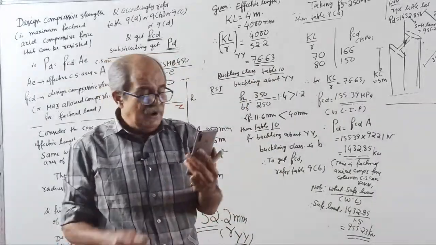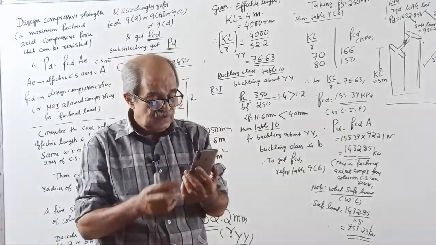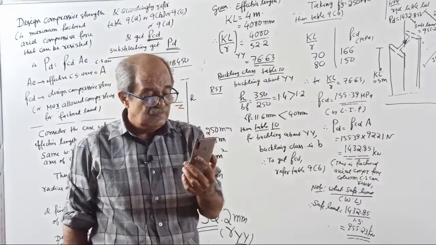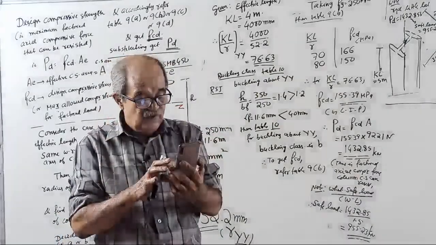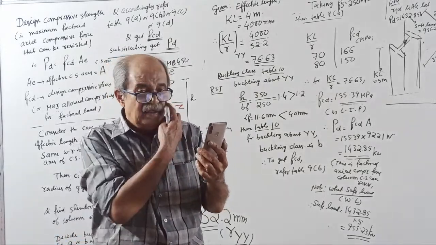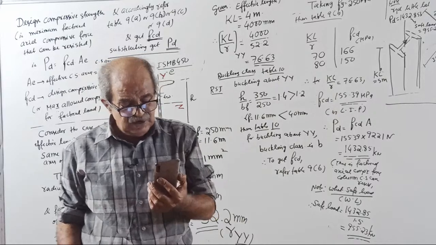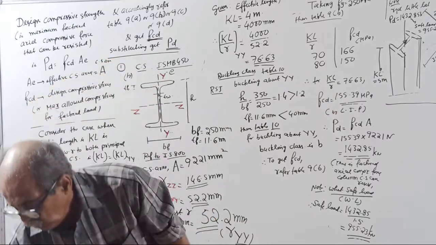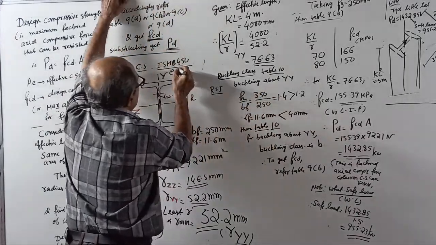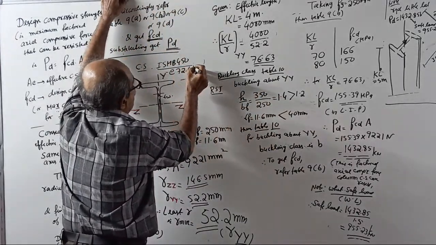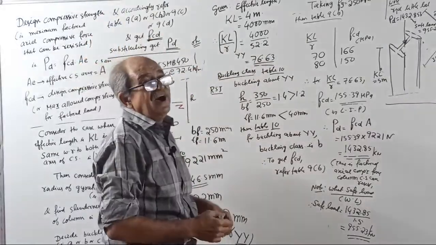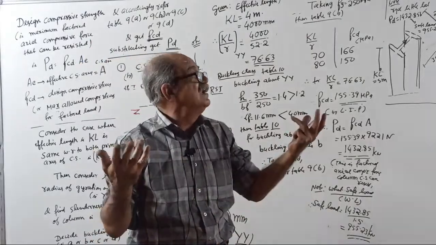Only one column is there. Weight per meter. ISMB 450, its weight per meter, weight per unit length. ISMB 450. That means I have to search. It is 72.4 kilogram per meter. Again 72.4 kilogram per meter.